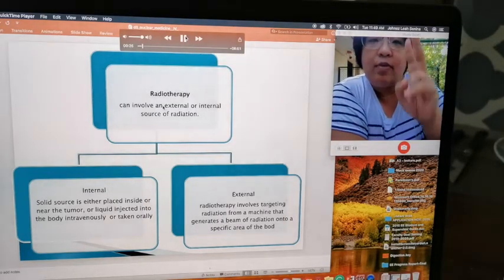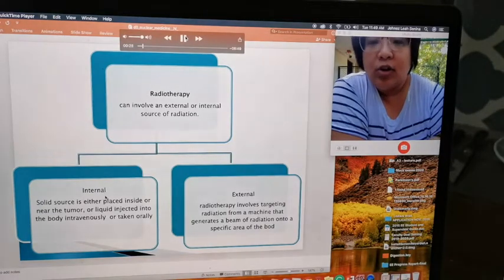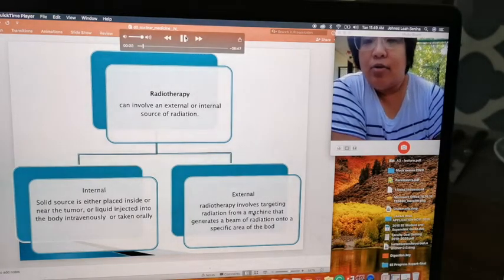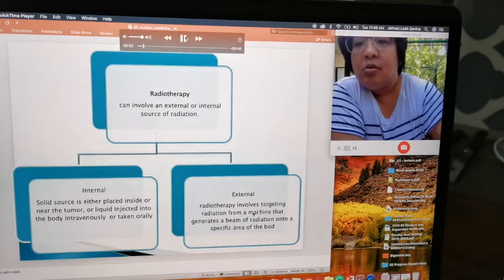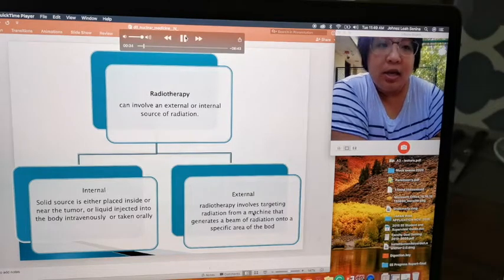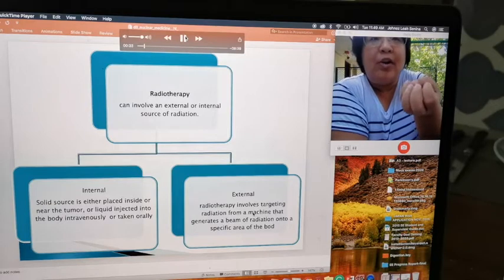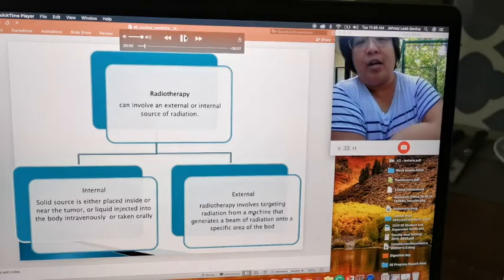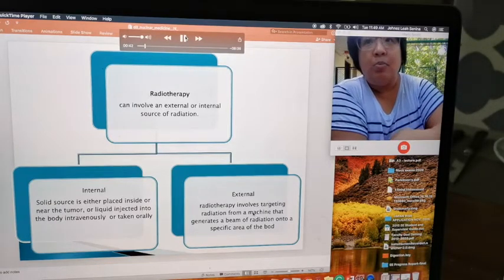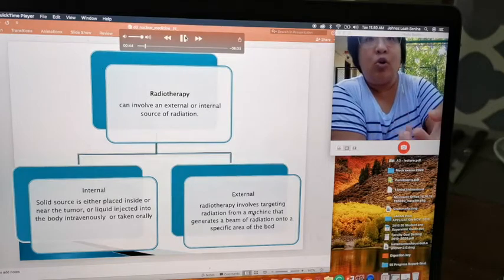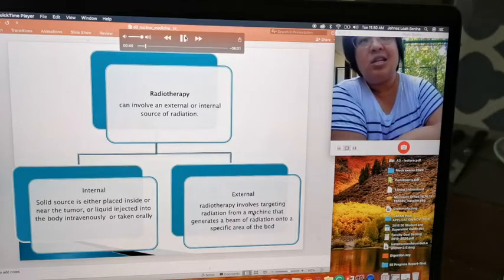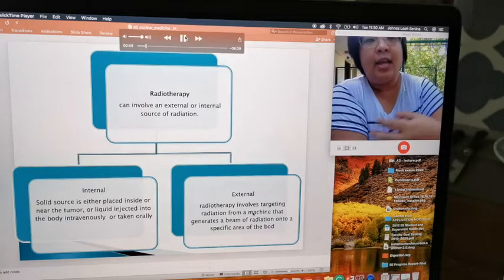There are two types of therapies that you need to know: internal and external radiotherapy. For internal radiotherapy, as the name implies, you put a radioactive substance inside the body. This time not to trace, but to kill, to cure. Once it's inside, it disintegrates and it kills.